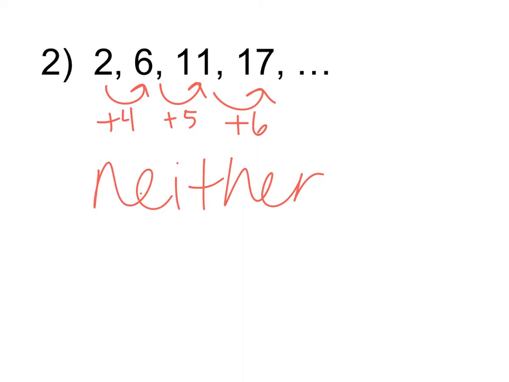It's a cute, nice little pattern, but it's not arithmetic because it's not the same amount every time. But you could continue your pattern if you like. Plus 7 to get the next number. So the next number is 24. This is neither. If you see one like this, it's a nice little pattern. It's not arithmetic. Please don't get fooled.